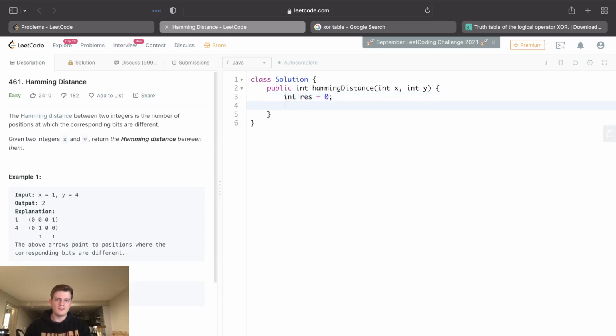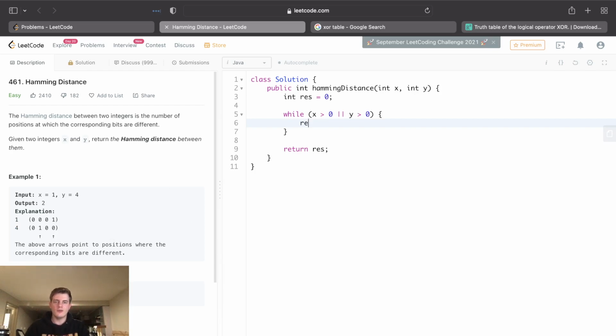So let's have a result, and this is going to be like our sum, our Hamming sum, I guess. And we're just going to go through each of these numbers, keep right shifting them, and then XOR the rightmost bits. So we're going to go while x is greater than 0, or y is greater than 0. The reason why we do this is because, take this 1 for example, if we right shifted this, it would become 0, but there would still be more bits we have to account for in 4. So we just need to go so long as one of them's not 0 yet.